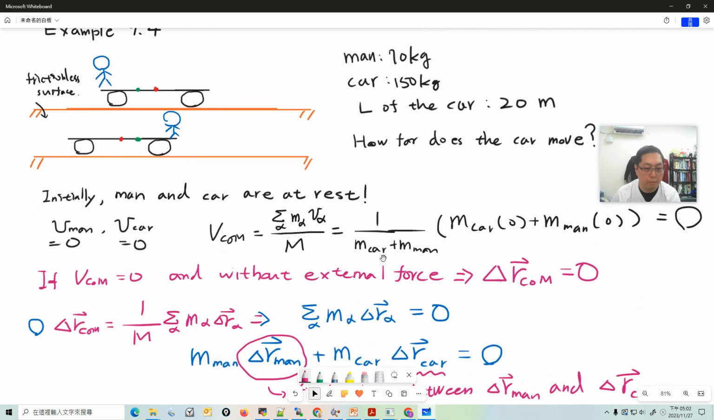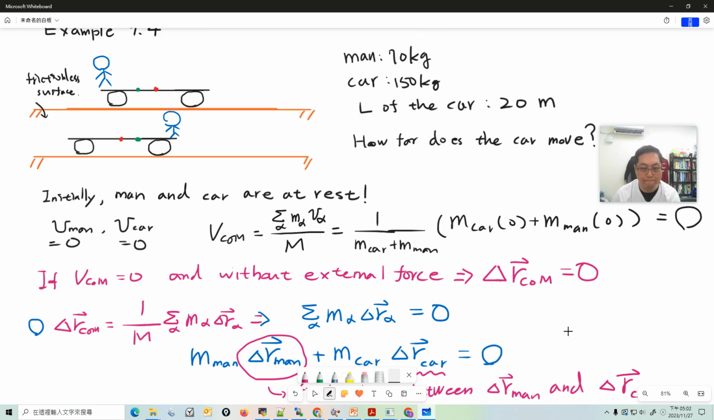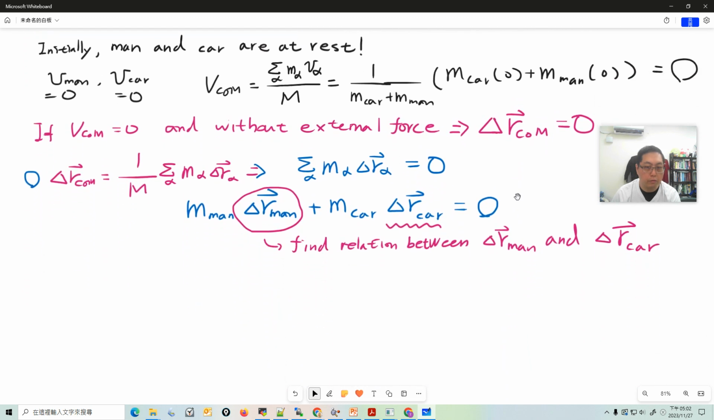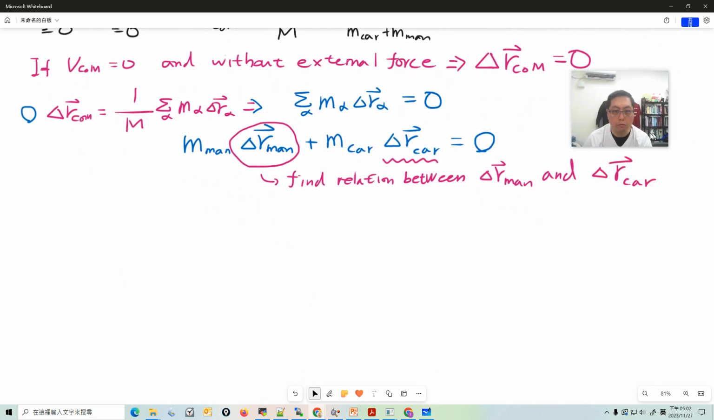Okay, so let me copy this. To solve this, you need to set up a coordinate system. Once again, coordinates are very important, especially when you are dealing with vectors. That's very important.